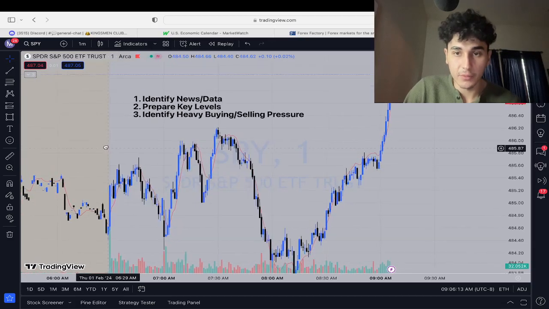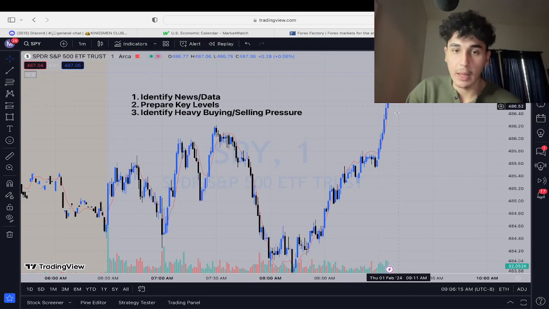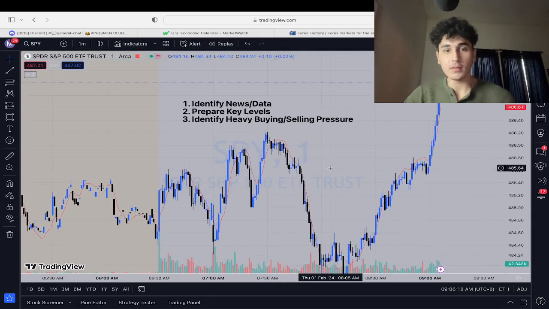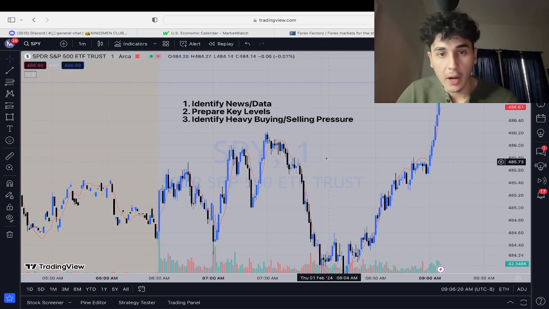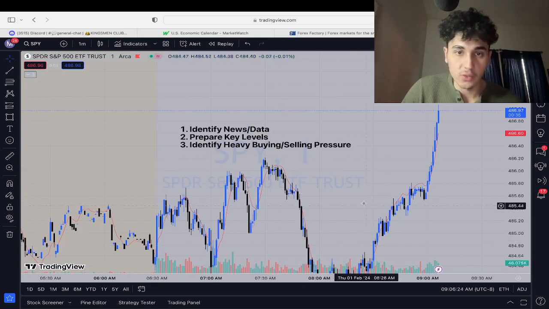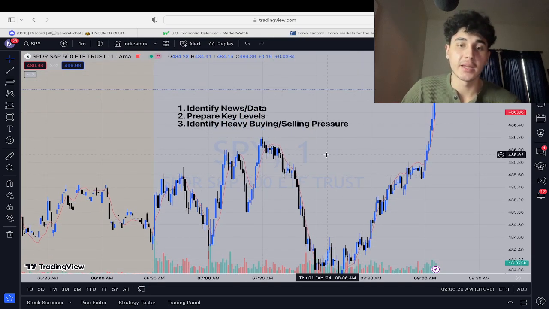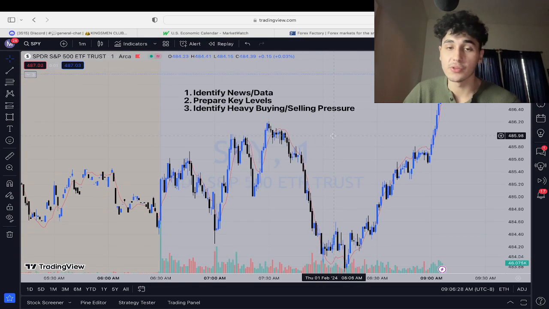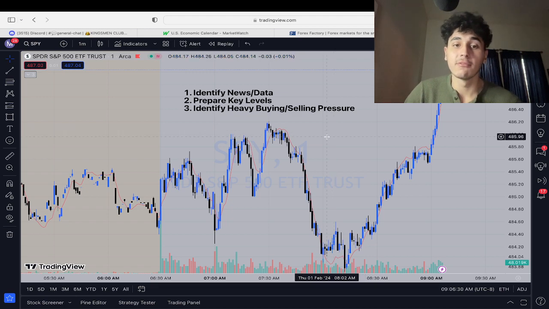Here I have, you can see SPY is absolutely booming right now. But anyways, I'll actually show you guys how you could have caught this move a little later as well. But I have the three main things that you want to focus on before market opens each and every single day.